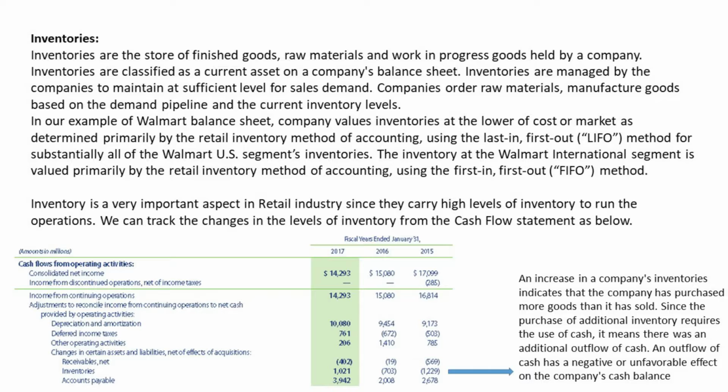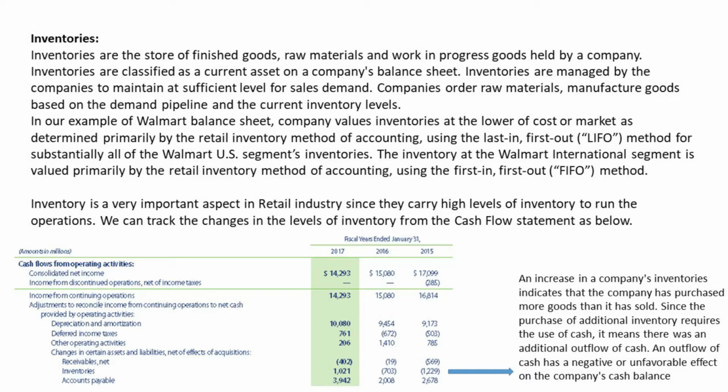Now, inventory is a very important aspect in the retail industry per se, because they carry high levels of inventory to run the operations, and we can track the changes in the levels of inventory from the cash flow statement, as indicated below. So here's a snapshot view of the cash flow statement. You could see the total cash coming in as an inflow and what is outflow, and that is usually in proportion to all the assets and liabilities.